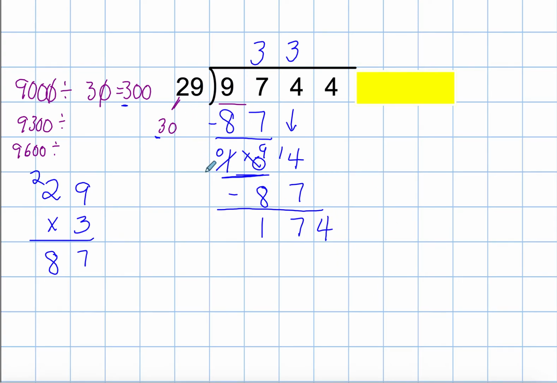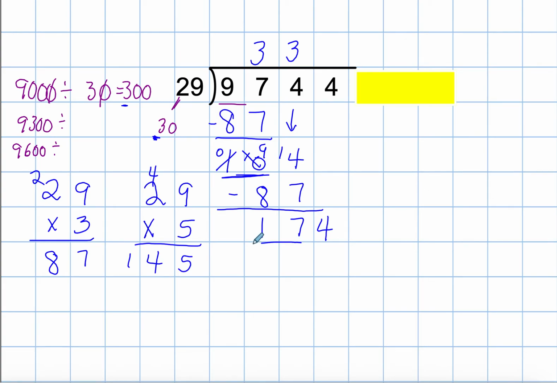I'm going back to my estimation step. I'm thinking to myself, okay, 3, and how many times does 3 divide into 17? Well, 3 divides into 17 5 times, so I'm expecting 29 to divide into 174 5 times. So I just want to do that multiplication. 29 times 5, that would be 145. Ooh, that's pretty close. It looks like it's about 30 away, but not quite.